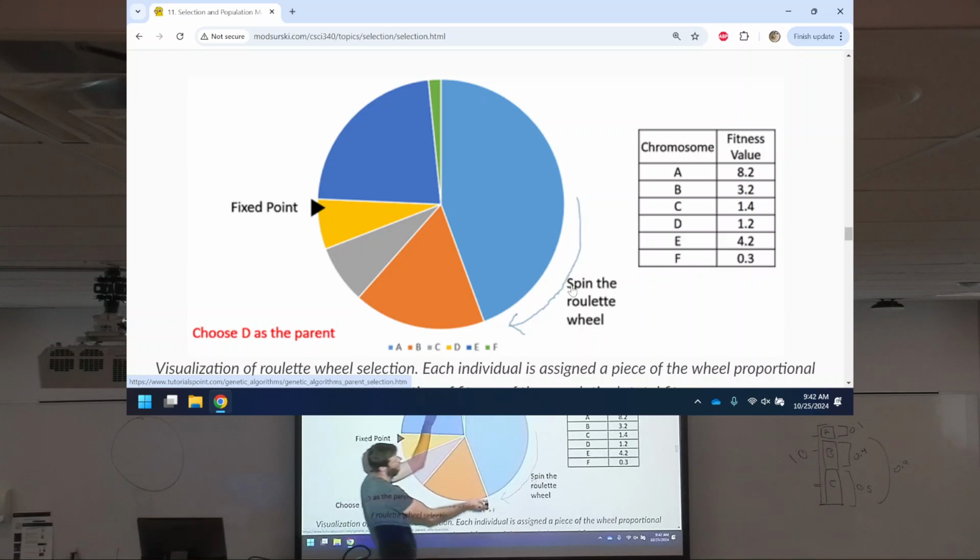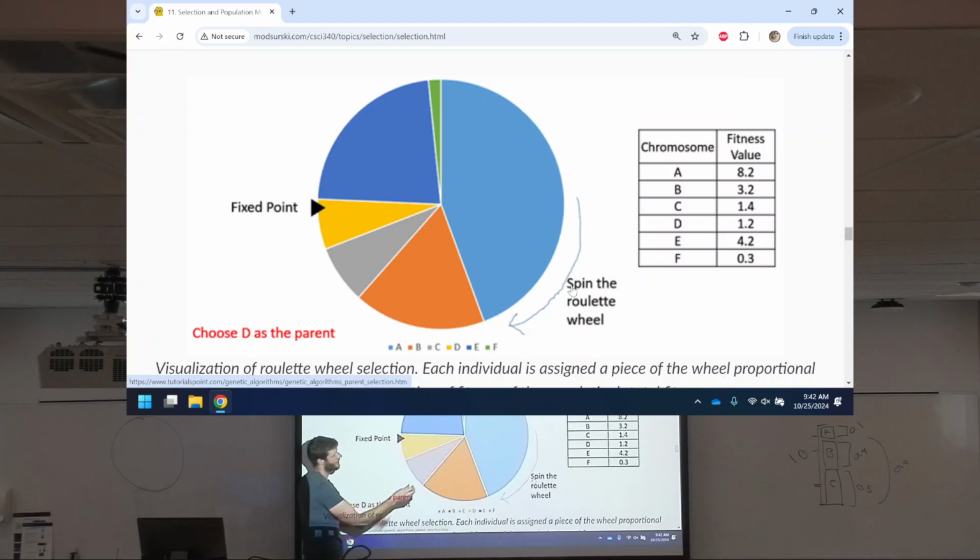The bigger piece of the pie here, A, has the biggest piece of the pie because it has the biggest fitness. Each slice of the pie is proportional to its fitness value. That's the visualization there. But I spun the wheel and we land on yellow. Yellow is D. We selected D. Great. Questions about this, or are we happy? Cool.